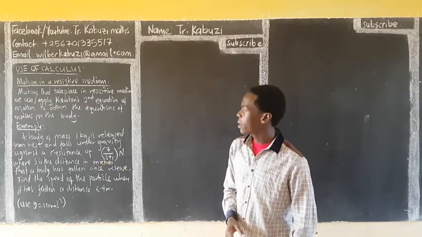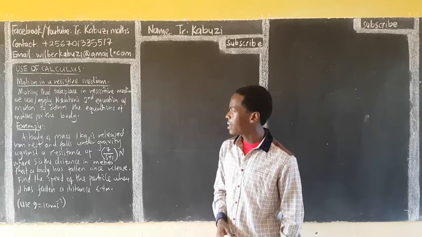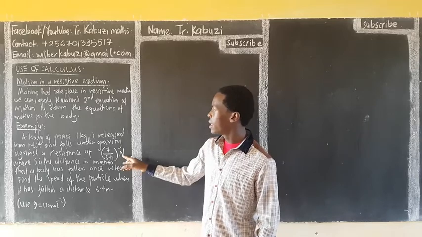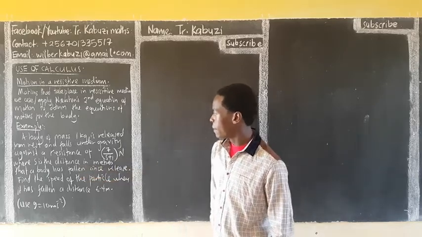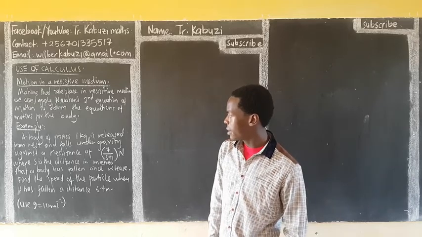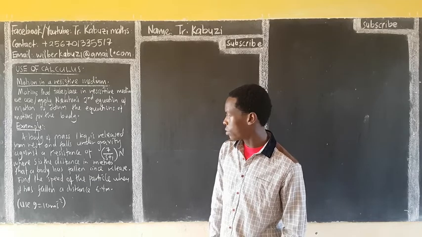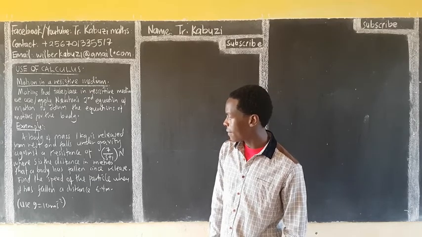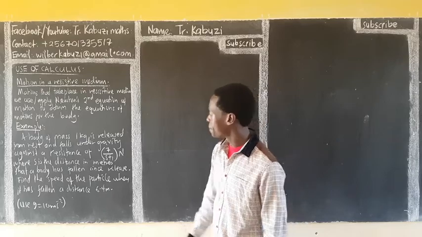A body of mass 1 kilogram is released from rest and falls under gravity against a resistance of 7 over S plus 1 Newtons, where S is the distance in meters that the body has fallen since release. Find the speed of the particle when it has fallen a distance of 6.4 meters.